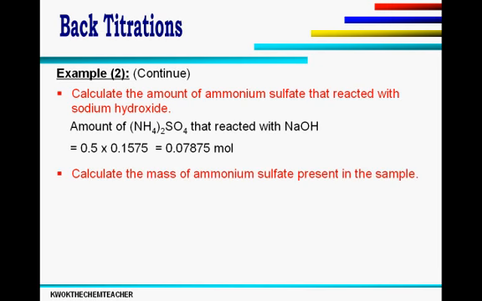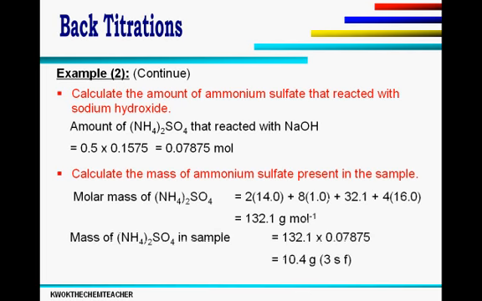Finally, we will be able to calculate the mass of ammonium sulfate found in the sample. It will simply be the molar mass of ammonium sulfate, when you calculate it first, multiplied by the number of moles of ammonium sulfate found in the sample. That will give us the mass of ammonium sulfate found in the sample.